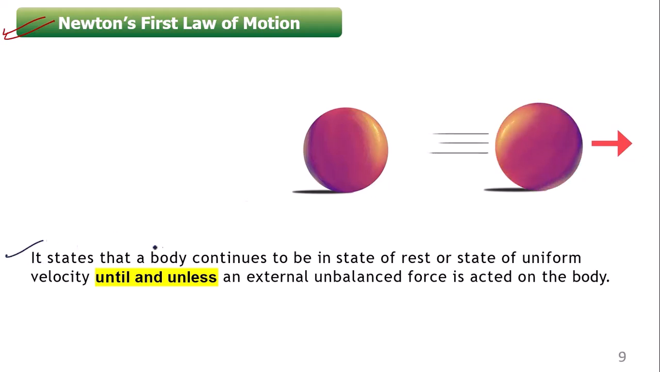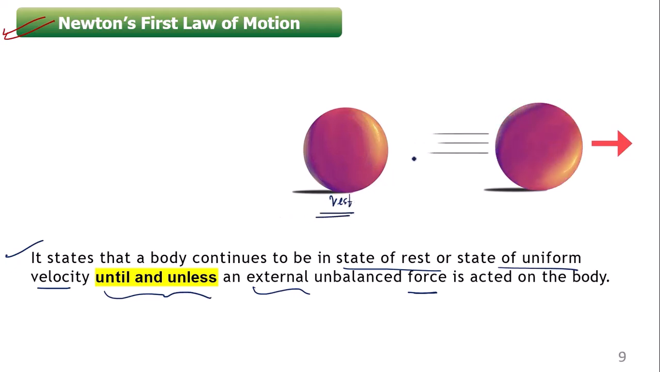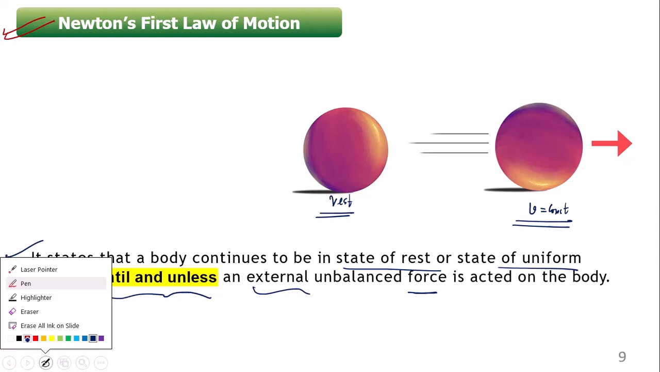It is stated that the body continues to be in a state of rest or state of uniform motion until an external unbalanced force is applied. Unbalanced force. So if the body is at rest, then it remains at rest. If the body is moving with constant speed, it keeps moving with constant speed until and unless a force is applied. That force should be an unbalanced force.